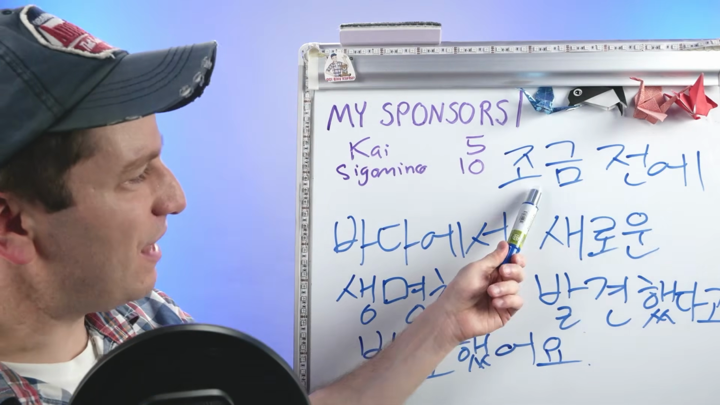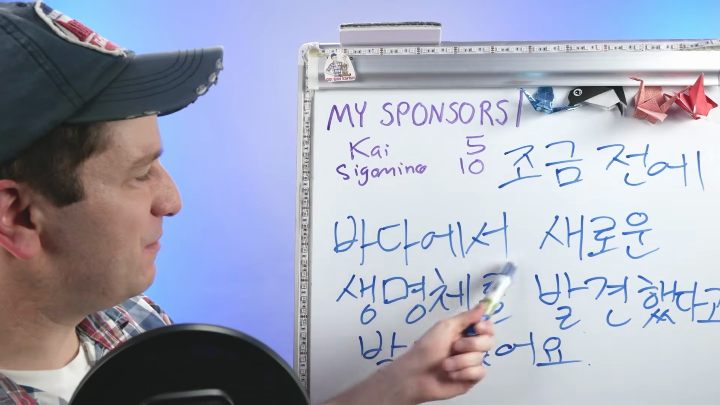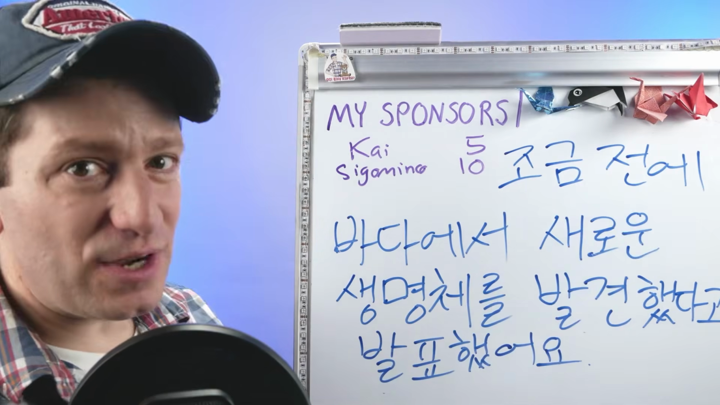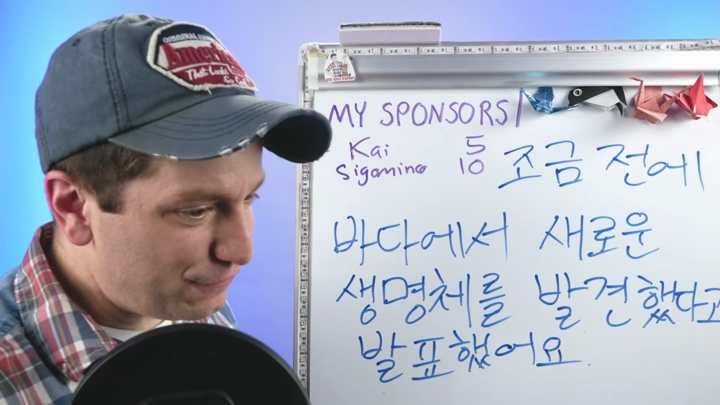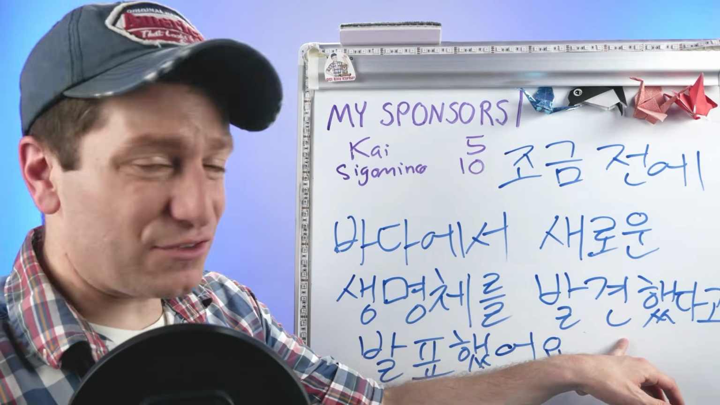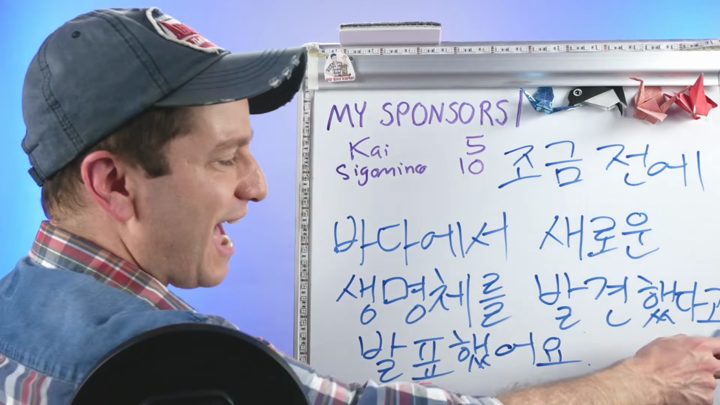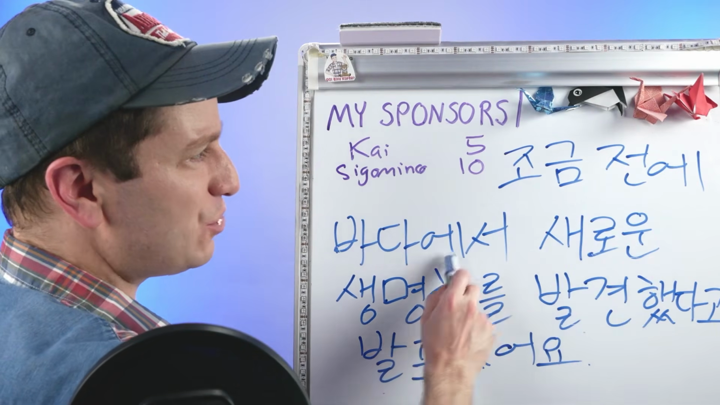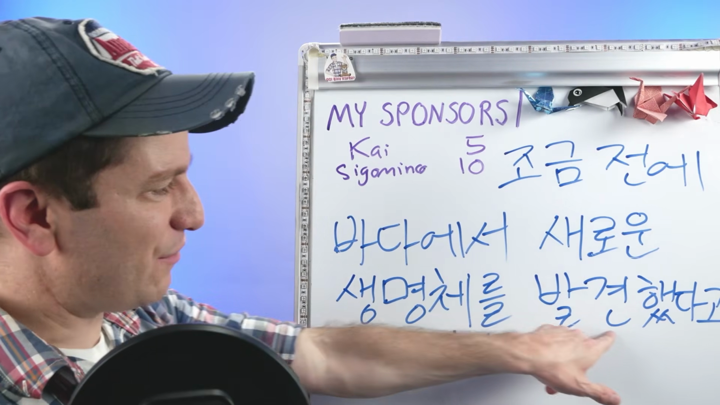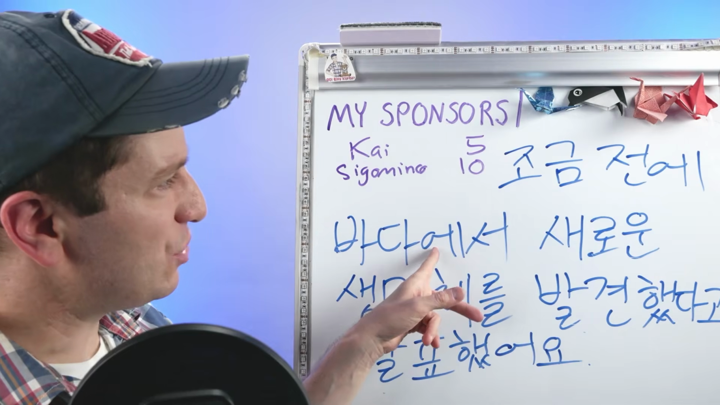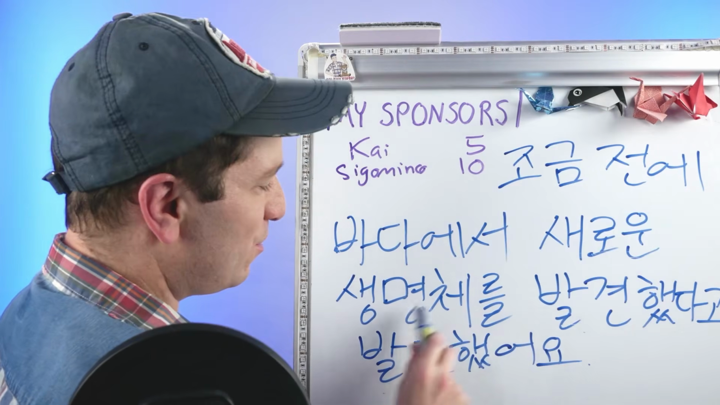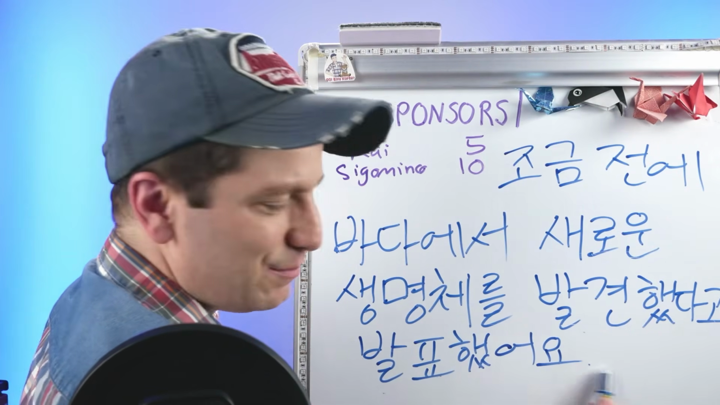조금 전에, a little while ago, 바다에서, from the ocean or in the ocean, 새롭다, to be new, 새로운, so a new as an adjective, 생명체, life form. 생명체. So a new life form. 발견하다 is to discover. 발견했다고. So that they discovered a new life form in the ocean a little while ago. 발표했어요. So they announced that they discovered a new form of life in the ocean just a little while ago. 조금 전에 바다에서 새로운 생명체를 발견했다고 발표했어요.